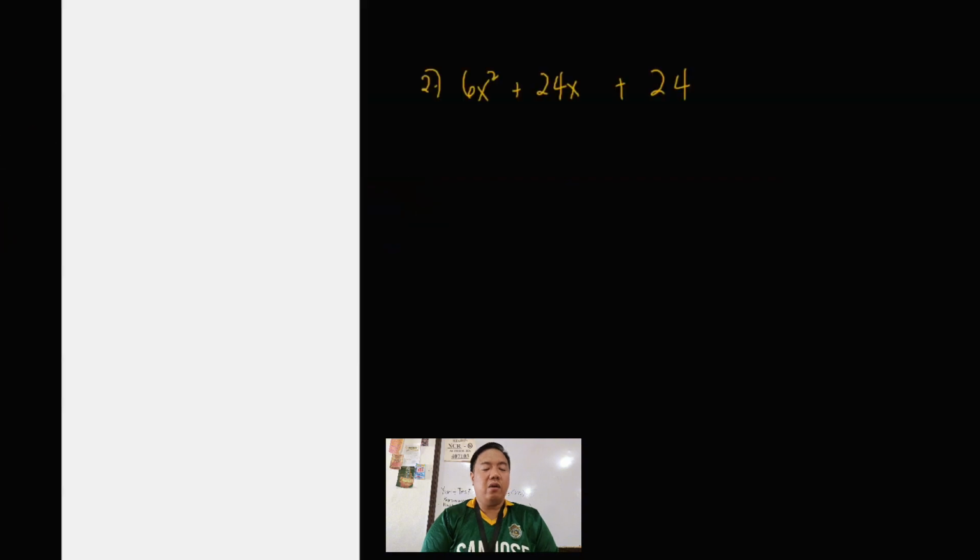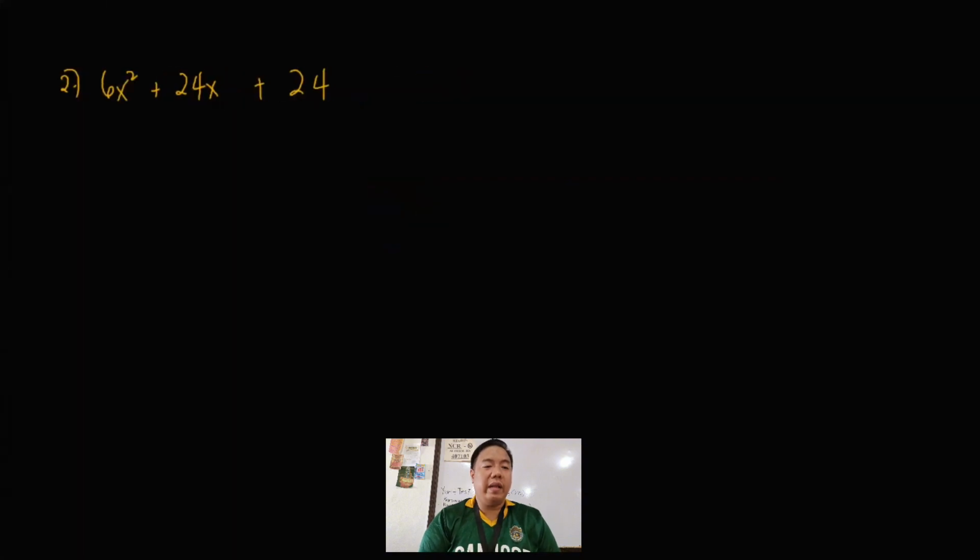Next question will have 6x squared plus 24x plus 24. Again, go back to the first question. Do we have the GCF for this given? Meron? Meron. Very good. And that is 6. All right. And then what will remain inside the parentheses? We'll have x squared plus 4x plus 4.